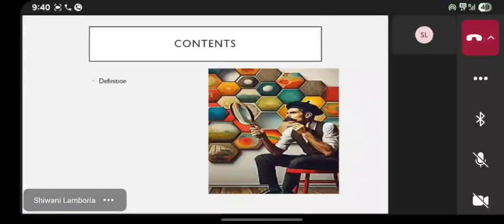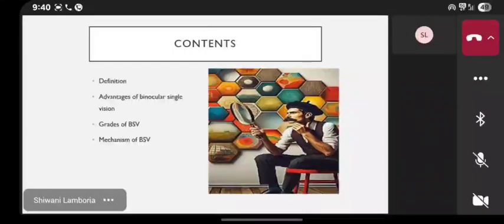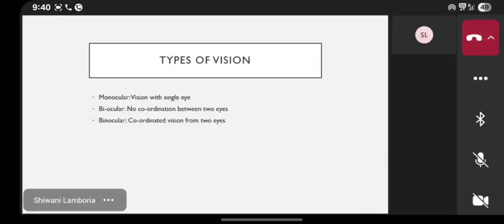Single vision. So the contents are definition, advantages of binocular single vision, grades of BSV, mechanism of BSV, theories of BSV, and abnormalities and stereopsis. So the types of vision are monocular vision, which is vision with a single eye; biocular vision, which is vision with two eyes, but there is no coordination between them; and binocular is coordinated vision from the two eyes.